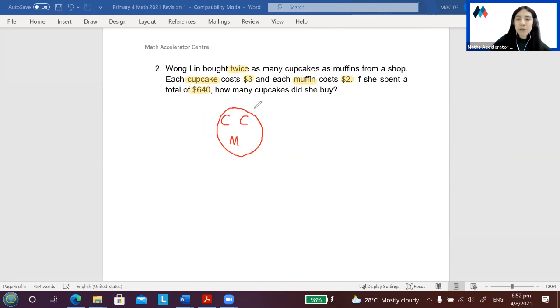So to find that out, we have two clues. First, we know that Wong Lin spent a total of $640. Second, we know that each cupcake costs, yes, go ahead, Mabel. Yes, I know it looks like a face, but it's not a face, right? It's a set, it's a group. So this drawing is the minimum number of cupcakes and muffins that Wong Lin could have bought. That is 2 cupcakes, 1 muffin, because Wong Lin bought twice as many cupcakes as muffins, right? So the minimum she could have bought is 2 cupcakes and 1 muffin.